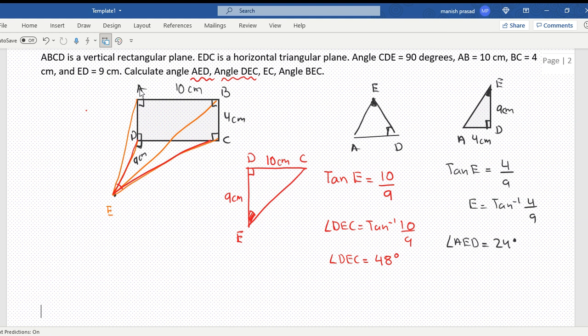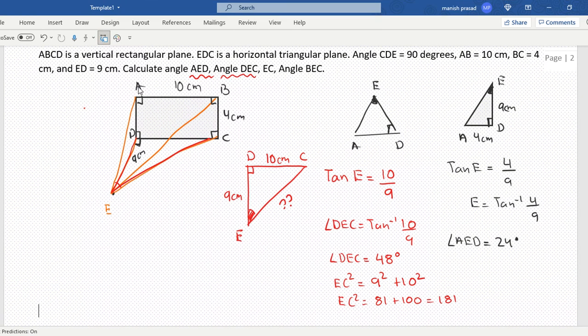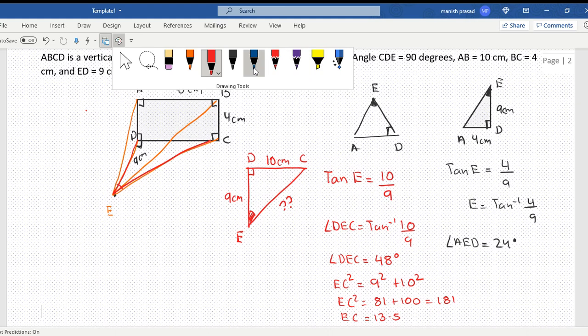Now we need the value of EC. To find the value of EC, we can straight away use the Pythagoras theorem. EC square is equal to 9 square plus 10 square, and we will get the answer for EC. Okay, so EC is 13.5. So found EC also. Now we have to find angle BEC.